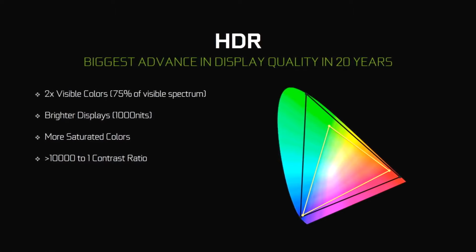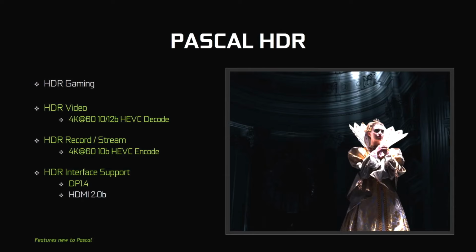So we are doing HDR gaming, of course, so working with game developers to implement HDR. We also support HDR video, 4K at 60 with HEVC decode, which is H.265. And we do decode and encode. And of course, we have all the right interfaces. This should actually say, I believe, DP 1.4 ready. But we expect that when we can be certified for DP 1.4, that Pascal will be certified for DP 1.4 as far as we know. And also HDMI 2.0B is again HDR.